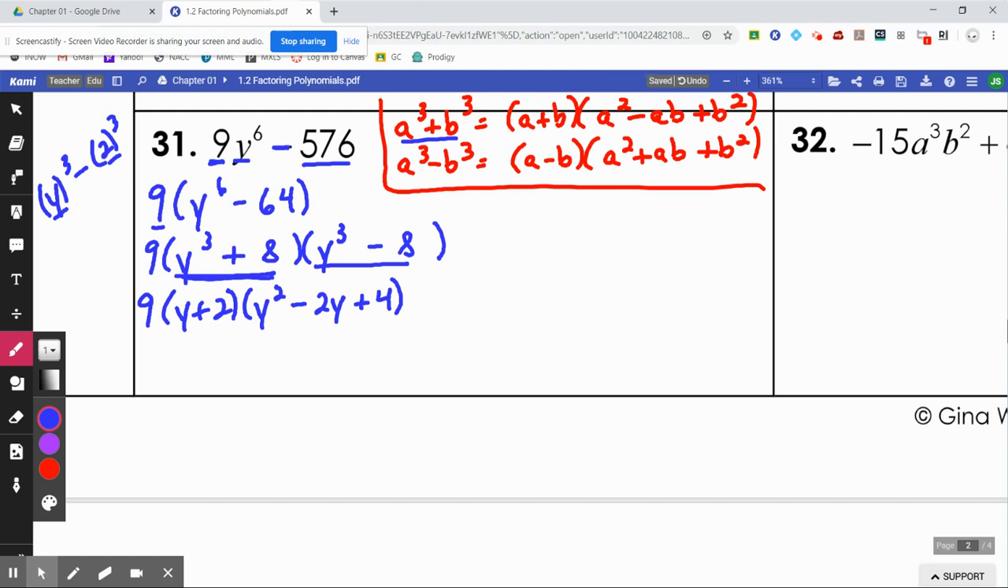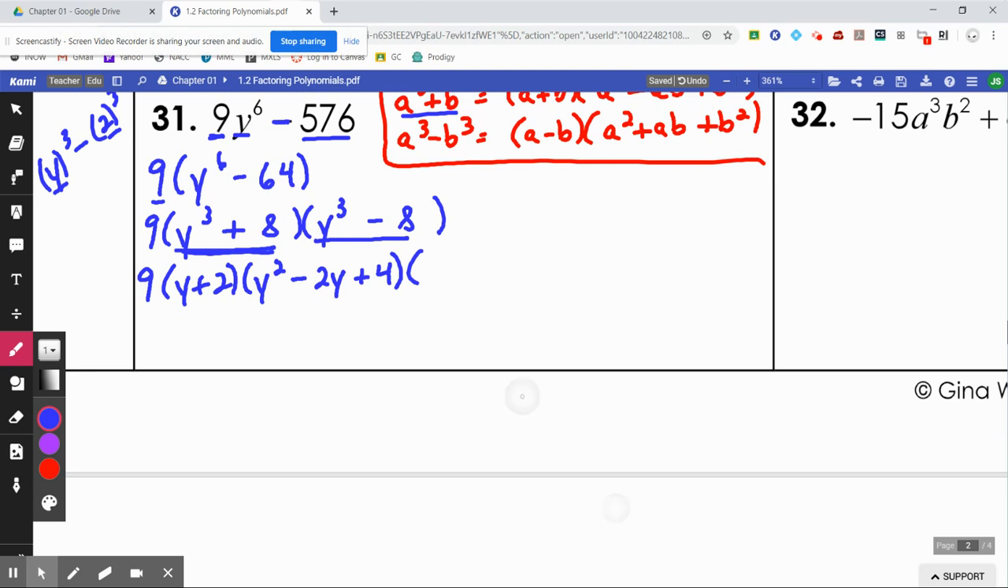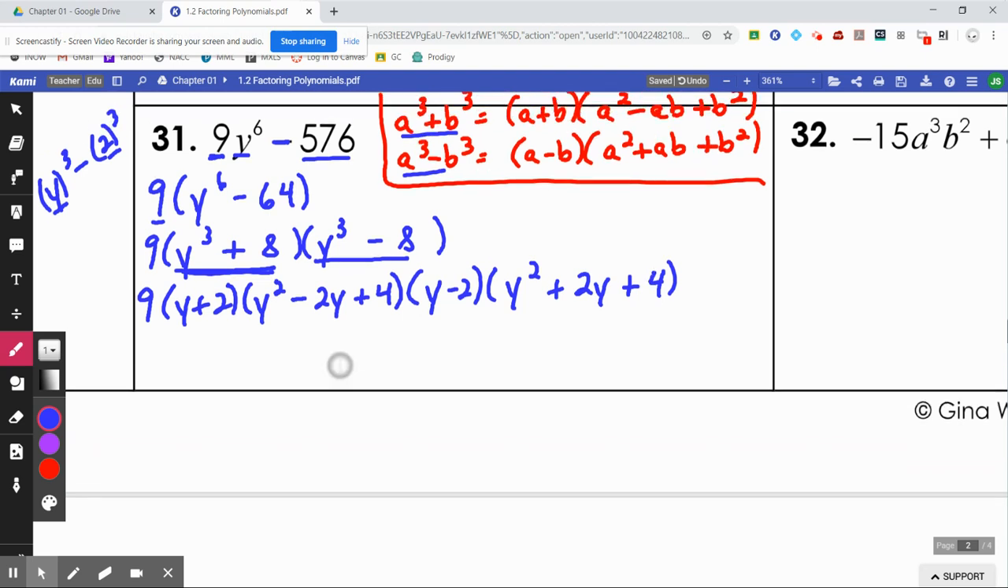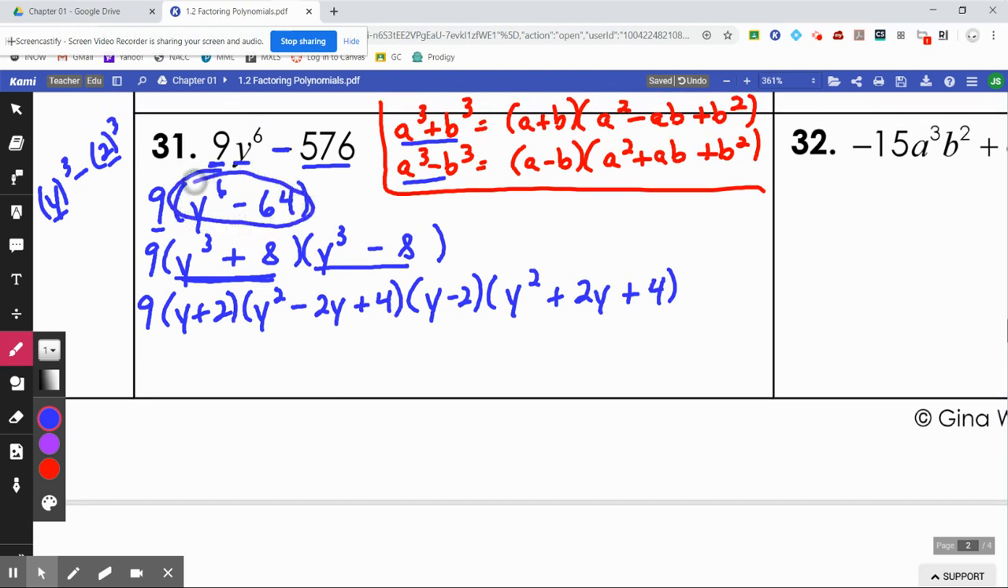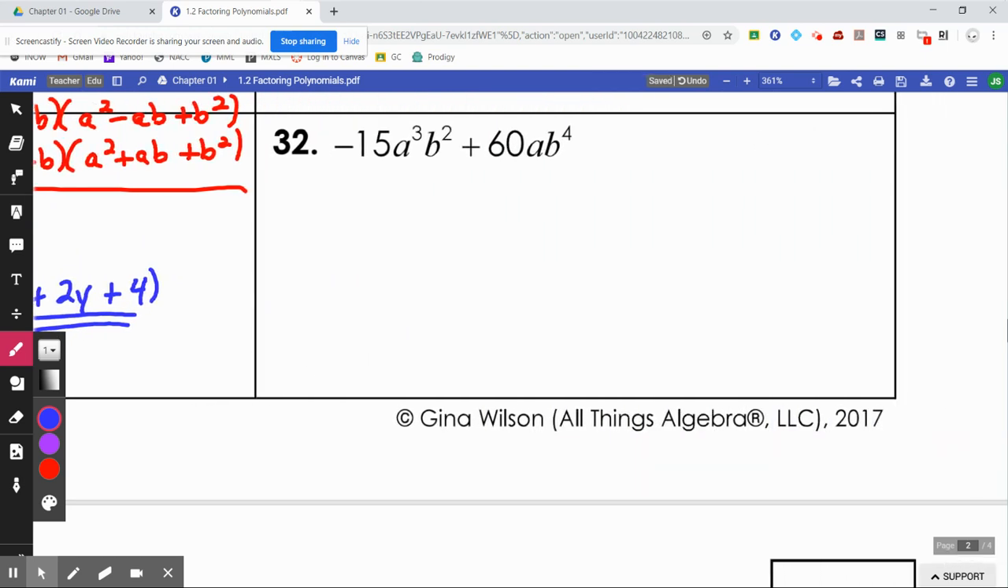Again, your a is y and your b is 2. So now you have y minus 2 times, we're using this one now, y to the second plus 2 times y plus 2 to the second, which would be 4. And you can see here, you could have done some difference of cubes here, and that would have made things a little bit tougher. But do you notice that you actually have the conjugates here as well? So that's going to be factored completely. Once you use difference of cubes here, this is not going to factor again. That quadratic won't.